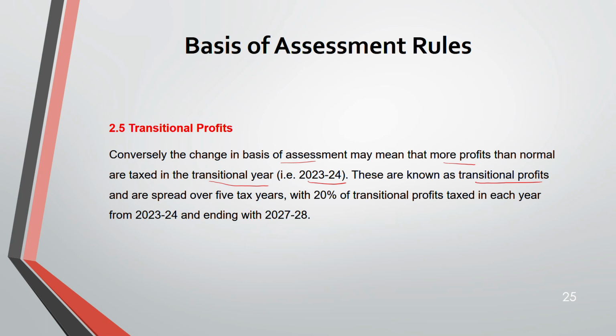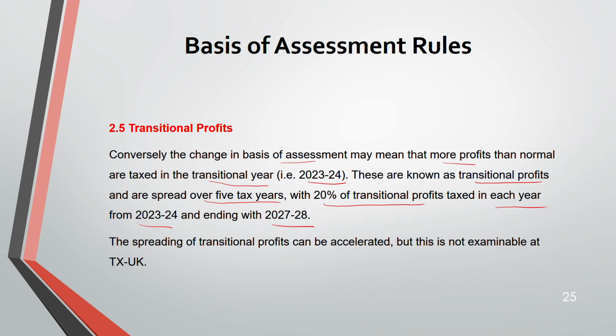And this is spread over 5 tax years, with 20% of transitional profits taxed each year. That's how you're going to spread over 5 years. This will start from 23-24 and end in 27-28. But the spreading of transitional profit can be accelerated. You can accelerate, but it will not be asked in the tax exam, though it's there in ATX.